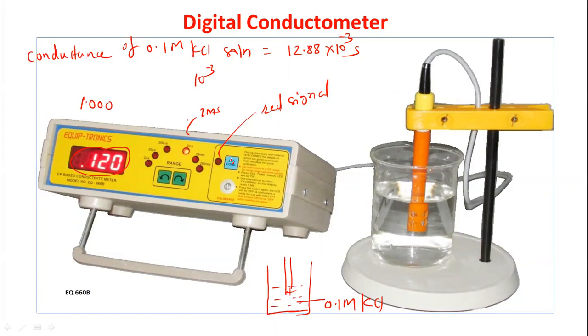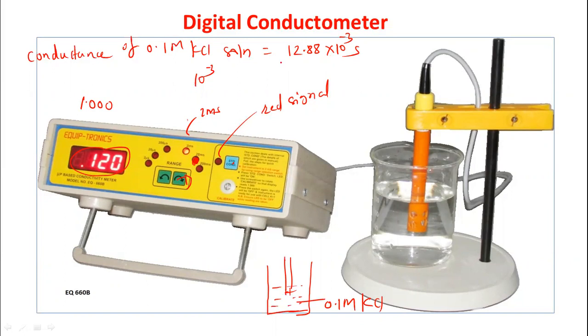There is no red signal here, so we have to come out of this standardized condition. Then move this button to 20 millimoles. Now there will be a red signal here, and take the readings at this red signal. So the conductance of 0.1 molar KCl solution is equal to 12.88 into 10 raised to minus 3.